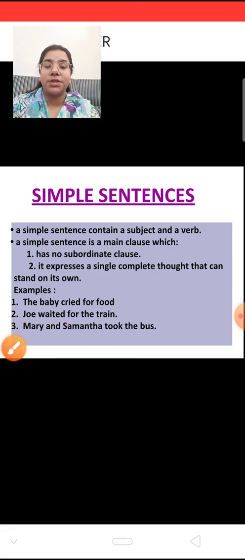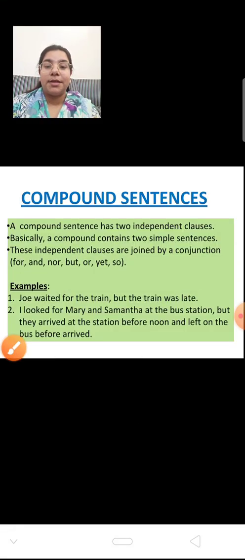Let's move on to the second type of sentences. That is compound sentences. What is a compound sentence? A compound sentence has two independent clauses. Independent clause means main clause. Here we will see how two main clauses are joined together. Basically, a compound sentence contains two simple sentences. These simple sentences are joined by a conjunction.